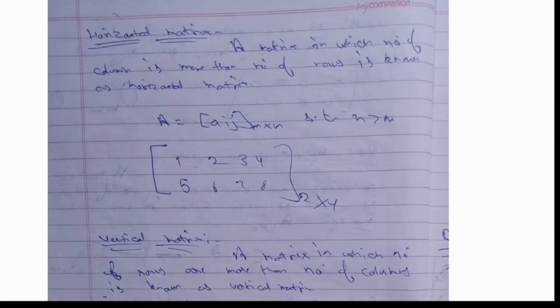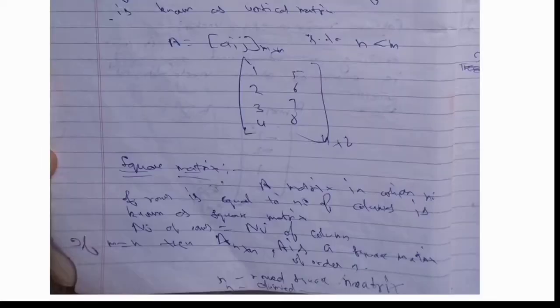Now what is a vertical matrix? A matrix in which the number of rows is more than the number of columns is known as a vertical matrix. You can see we have only 2 columns and 4 rows. So the number of rows is greater than the number of columns.